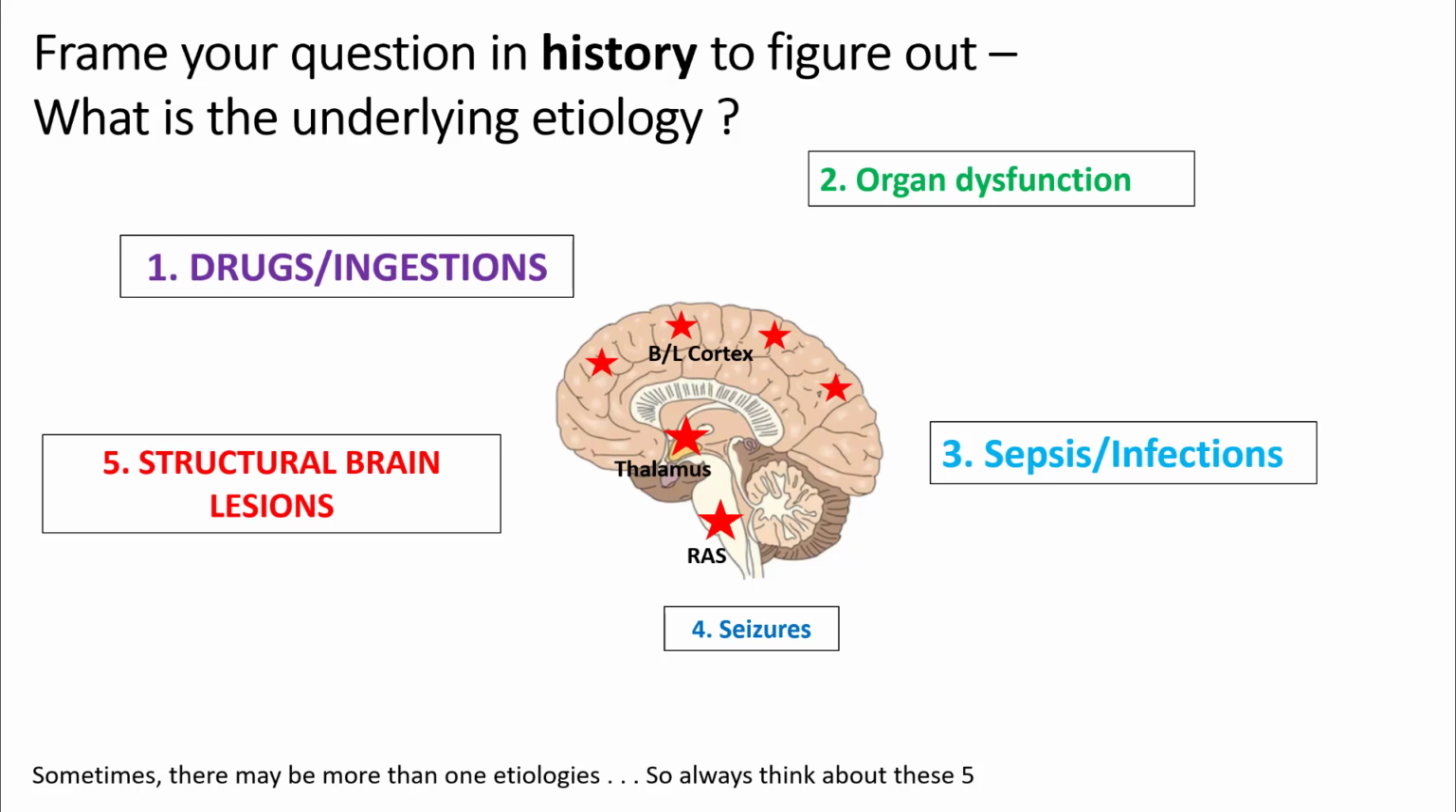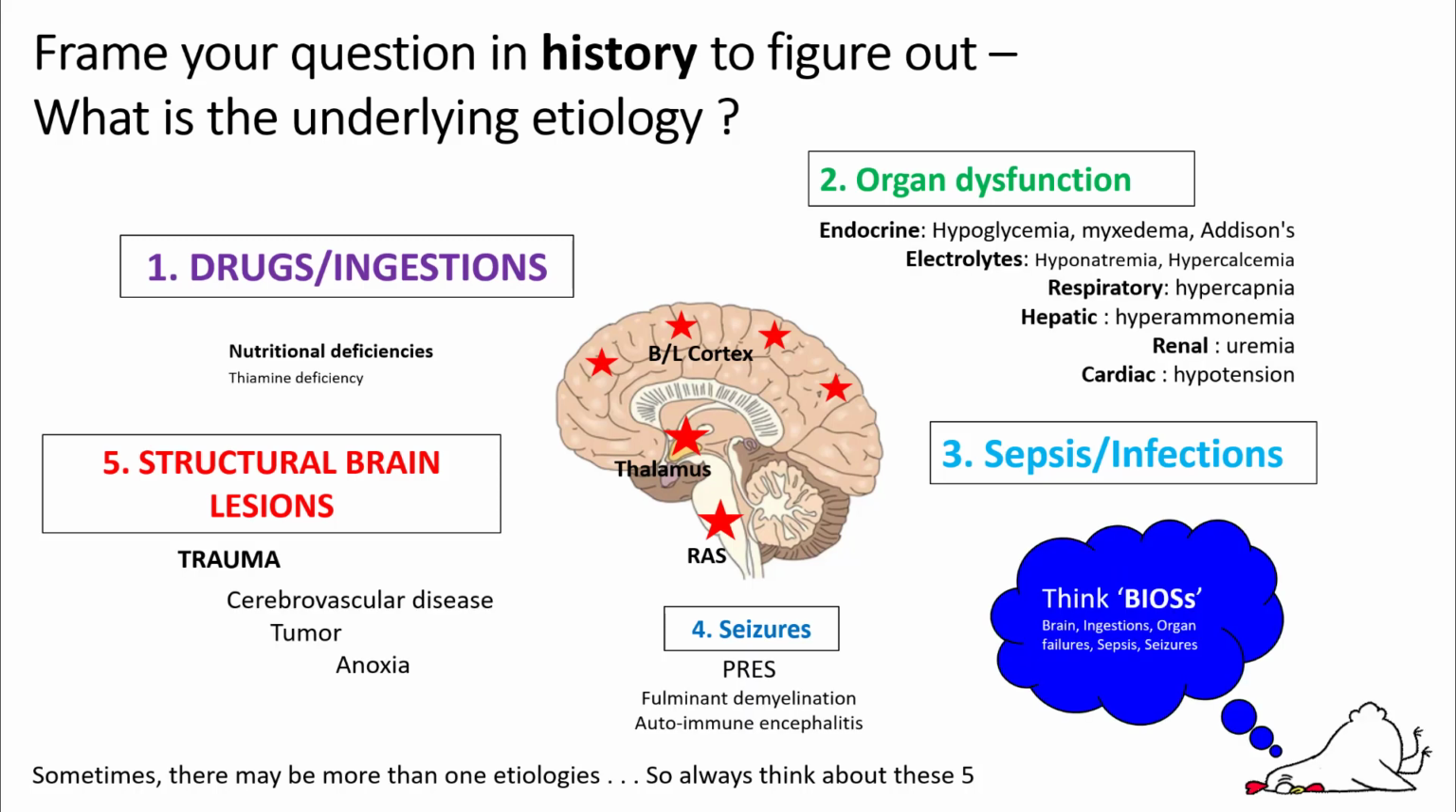There are 5 main reasons for altered mental status. You have drugs and ingestion, organ failures, infection, seizures, and structural brain lesions. The first 4 causes result in diffuse cortical dysfunction by various means. For a structural brain lesion, you either need an injury or dysfunction in your brainstem or thalamus, or diffuse injury to your bilateral cortices. Remember that there may be more than one etiology at play in causing mental status change. An easy way to remember these 5 is the acronym BIOS, that is brain, ingestion, organ failures, sepsis, and seizures.